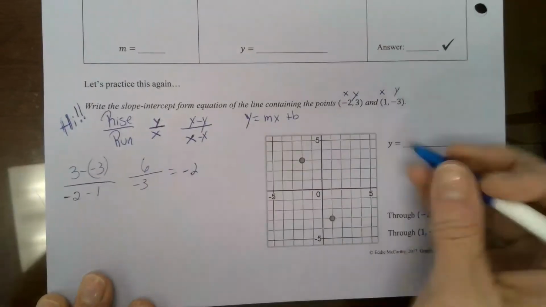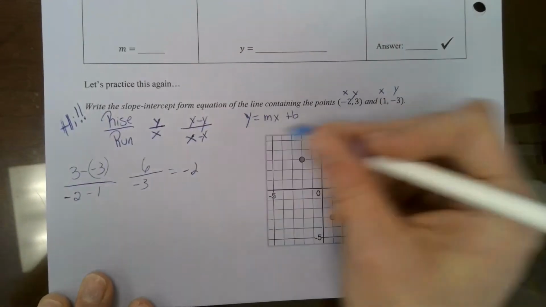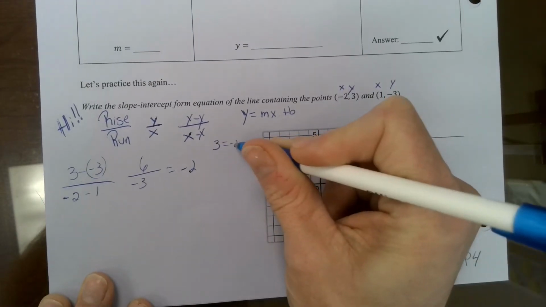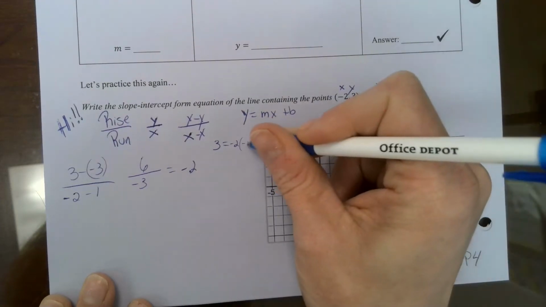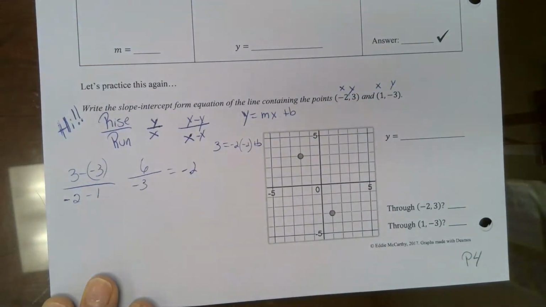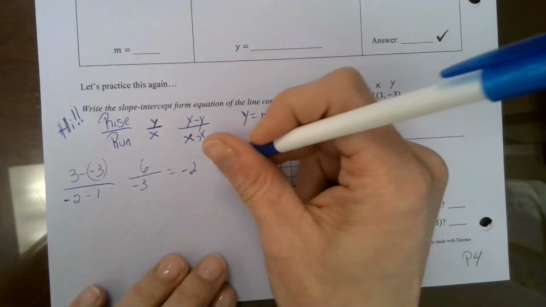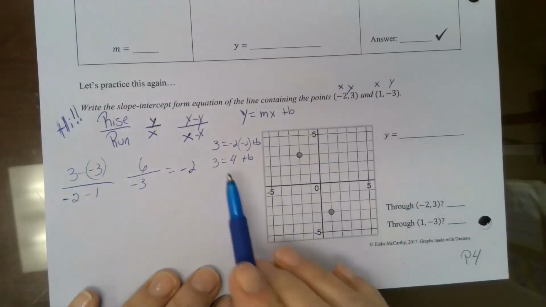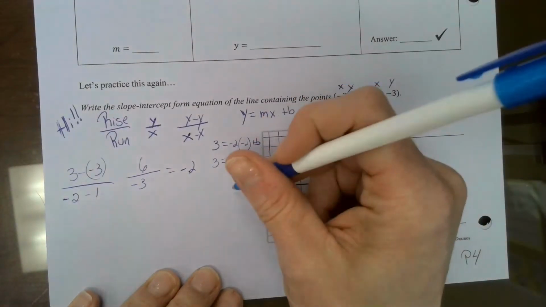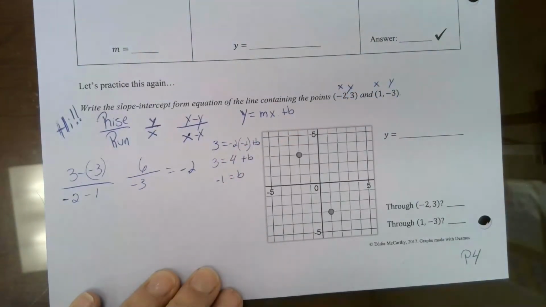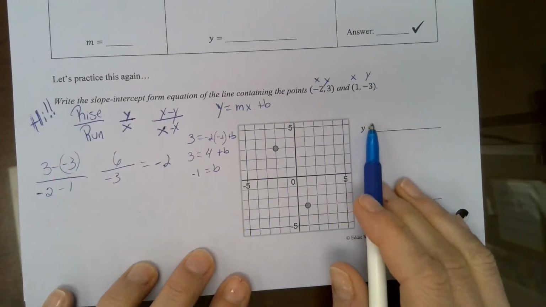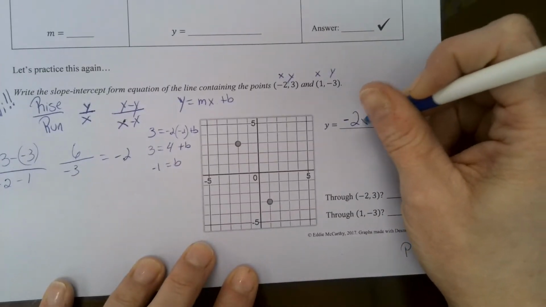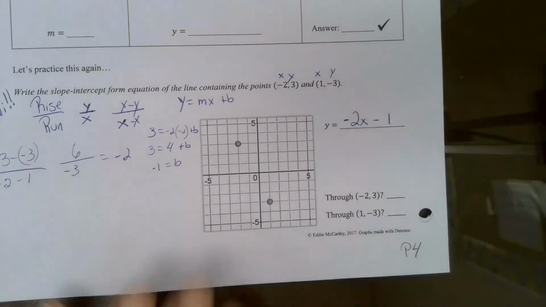So we're going to do y equals mx plus b, except I'm going to substitute it with this point. So I'm going to have 3 equals negative 2 times x, which is negative 2, plus b. Negative 2 times negative 2 is 4. So 3 equals 4 plus b. Get rid of 4 on both sides. So then we're going to have negative 1 equals b. That gives us enough information to write the equation right here. Y equals negative 2x minus 1. Okay.